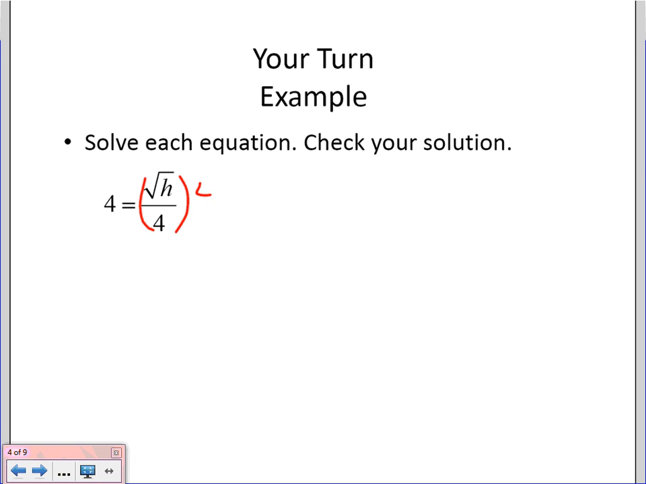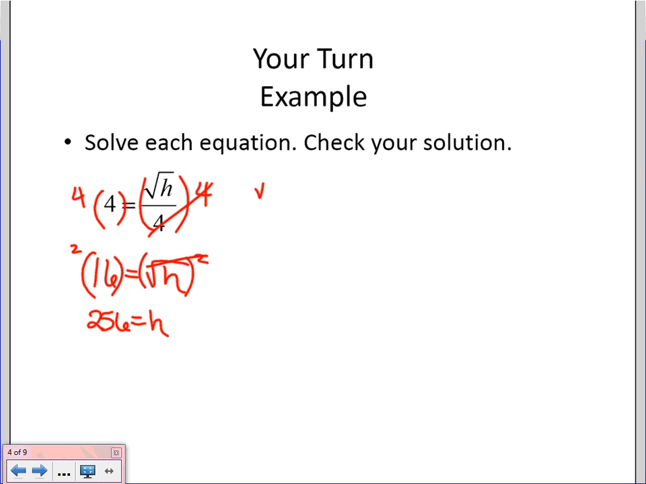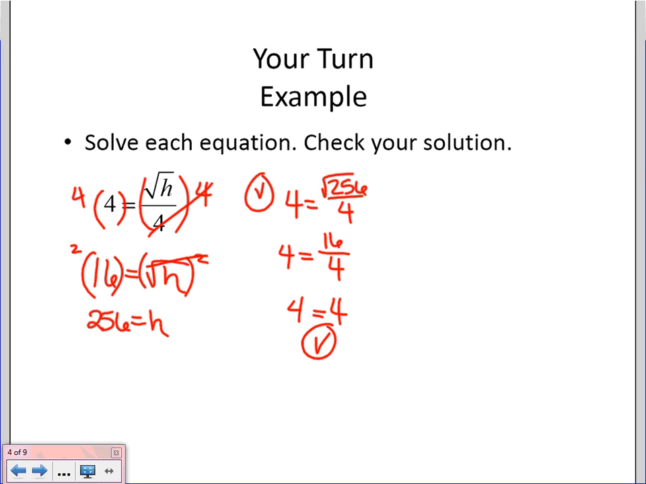Okay, so first of all, we wanted to isolate our square root. So we multiply by 4 on both sides, we get square root of h equals 16. And we want to square both sides to eliminate this square root. And 16 squared is 256. Okay, we want to check our solution, and we get 4 equals square root of 256 over 4. Square root of 256 is 16, so 16 over 4, and 16 divided by 4 is 4, so you are correct. So our answer is 256.